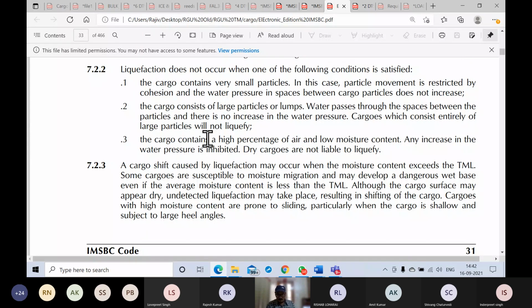This is supposed to be declared: the present moisture content and the TML, transportable moisture limit, for any cargo like this. But the trouble is that most of the shippers either under-declare it just to get the cargo on board, or may wrongly declare.